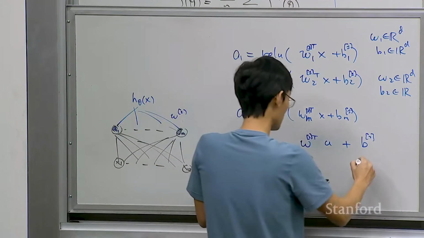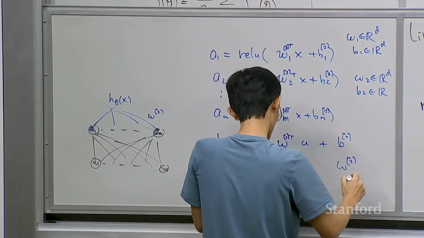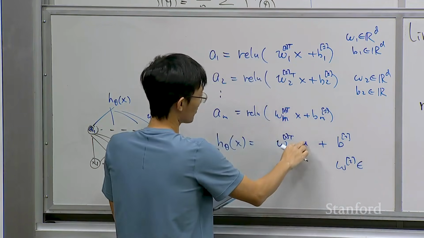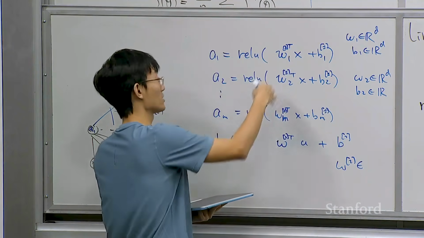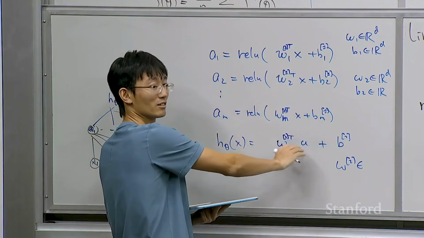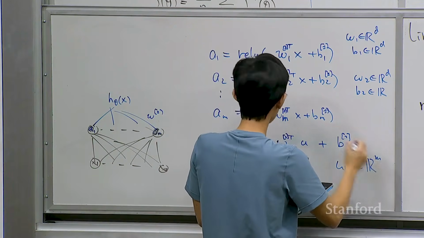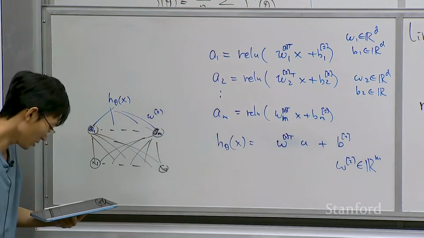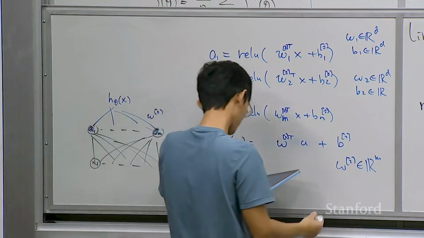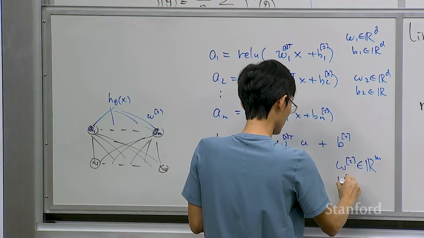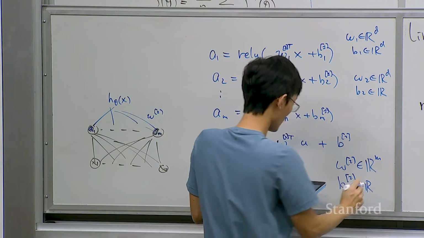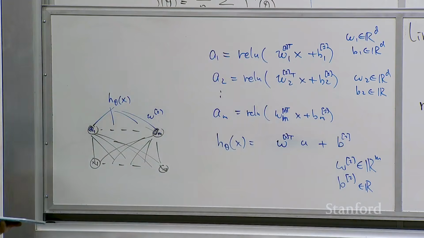And this W^[2], superscript bracket 2, is a vector of the same dimension as A, not of the same dimension as x anymore, because you have to take the inner product with A. So this is in dimension R^m because I have m entries here. And B is always a scalar. So that's how you define a two-layer network.